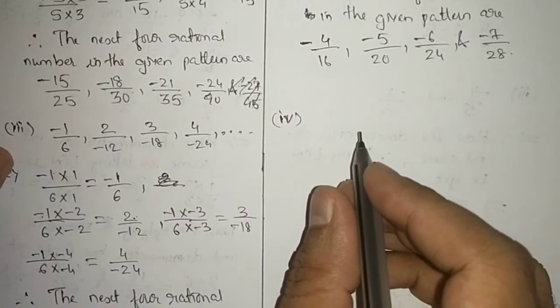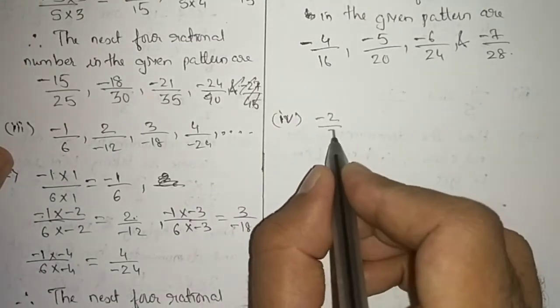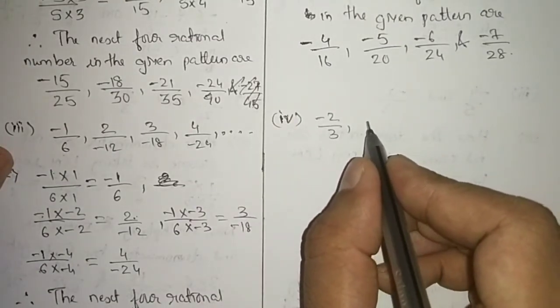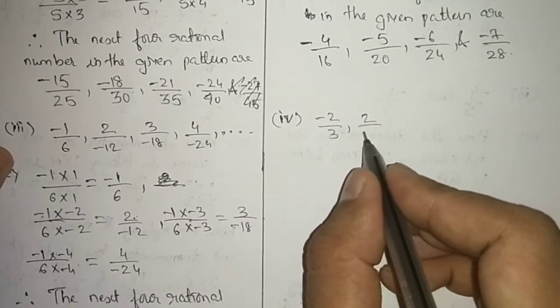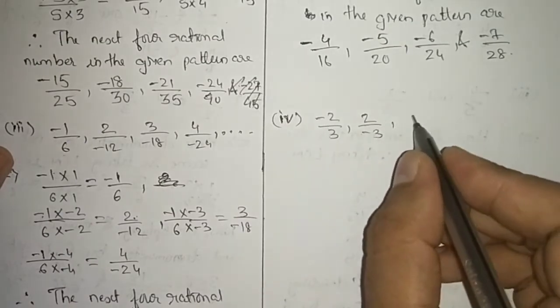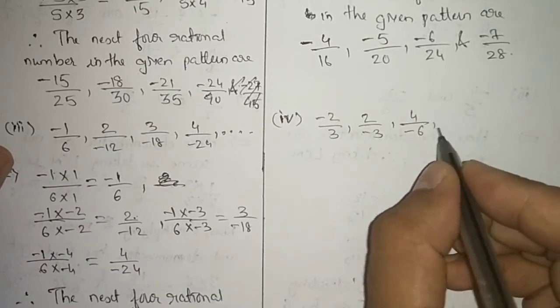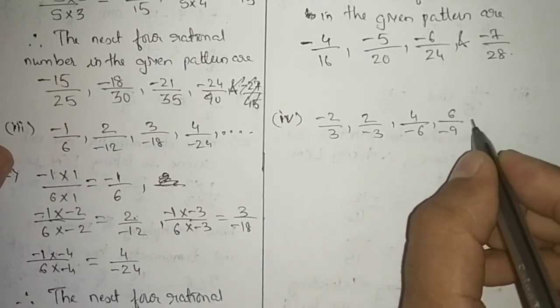Fourth part is like this: 2 divided by 3, minus 2 divided by 3, 2 divided by minus 3, 4 divided by minus 6, and 6 divided by minus 9.